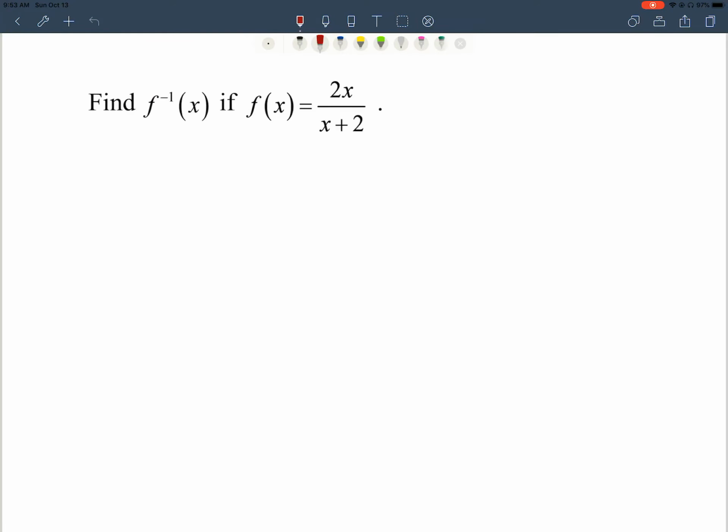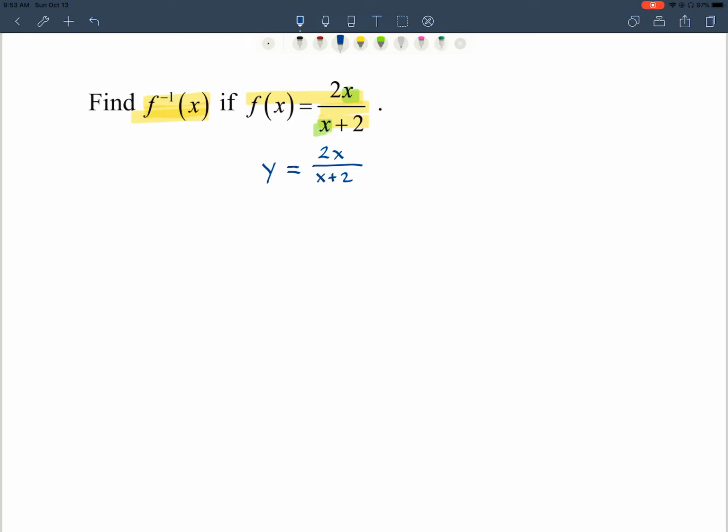Last one here. So it says, find the inverse of f of x if f of x equals 2x over x plus 2. Now, this one's probably the one that's the most different from anything you've done so far in terms of finding inverses. And the reason why is because we have an x in the top and an x in the bottom here. Again, though, we're going to treat this the exact same way we've treated the other ones. We're going to take out f of x, put in our y.